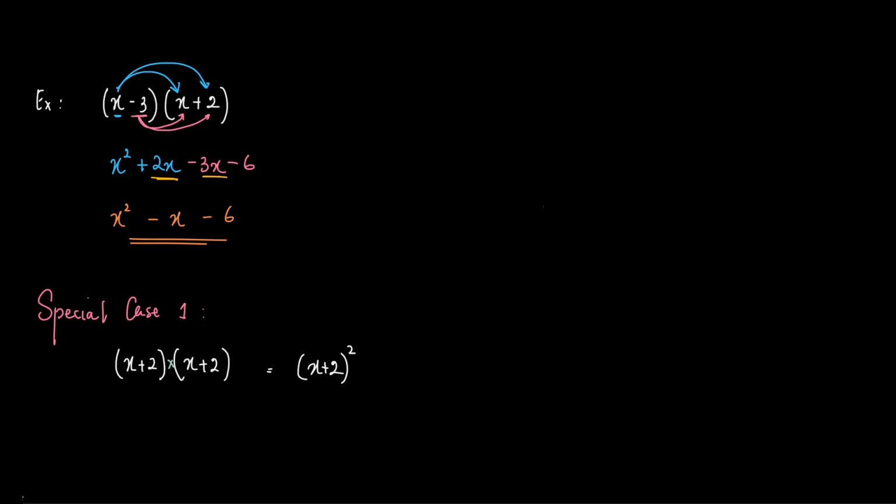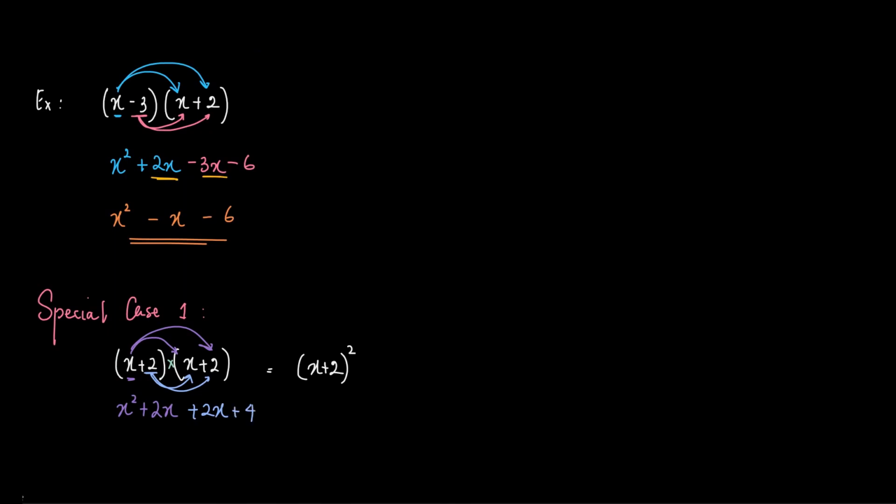Now, is there any difference in how we will multiply that? Absolutely not. I'm just going to do the same thing that we did in the previous video and that we did just now. So x times x, x times 2. That is x squared, and x times 2 is 2x. And then we say 2, the next term, times x, and 2 times 2. So 2 times x is 2x, 2 times 2 is 4.